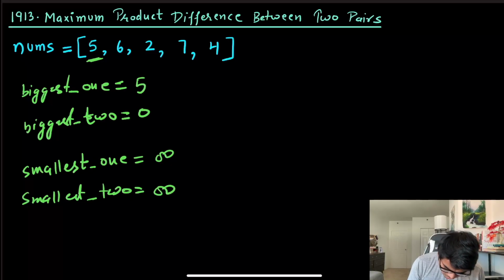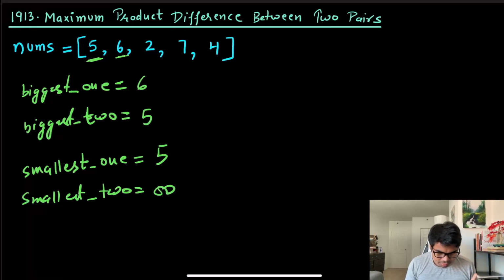Then I also have to calculate my smallest 1. Right now my smallest 1 is also 5. Now I come across 6. Is 6 greater than my biggest 1? Yes, it is. What is my biggest 2? It's 0, but I don't want to lose the 5 I saw first, so I will assign this 5 to biggest 2 before I place 6 onto biggest 1. Okay, this makes sense.